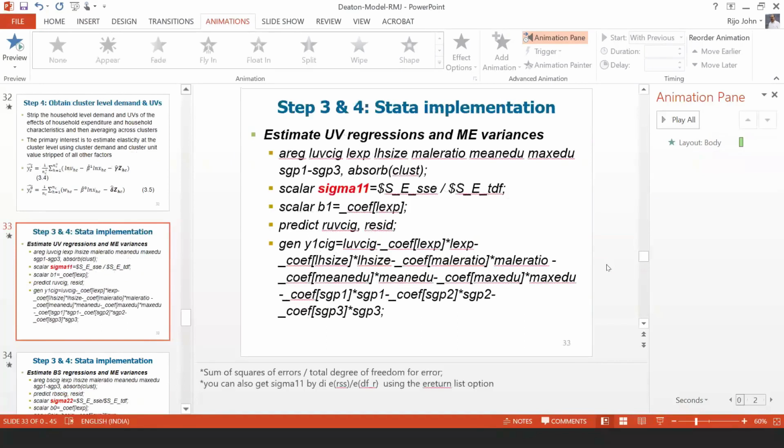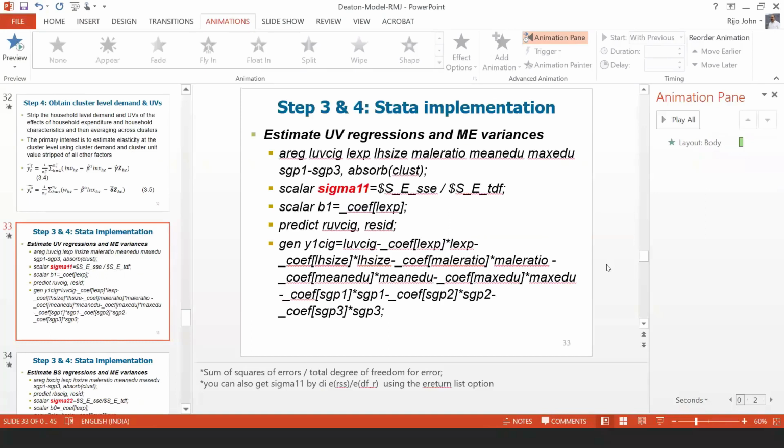So, estimate the unit value regression and measurement error variance first. Steps 3 and 4 are done together. Use the areg command in Stata instead of the reg command. It does the simple Engel's regression only, but with the added advantage of not having to specify a dummy variable for each cluster. Instead, we can use an absorb cluster option there. So we run this regression, and then we define a scalar sigma 11, which is basically the sigma 11 we had defined earlier, the variance of the error from this regression.